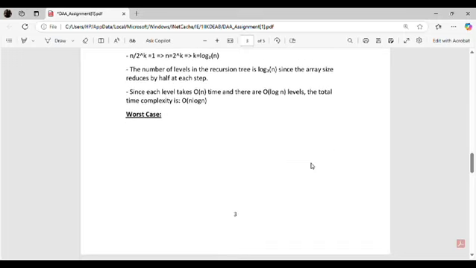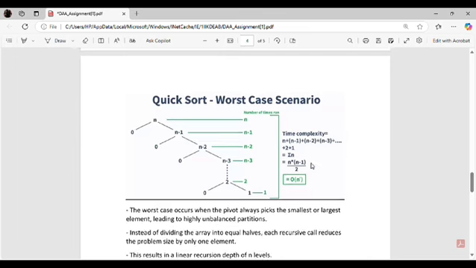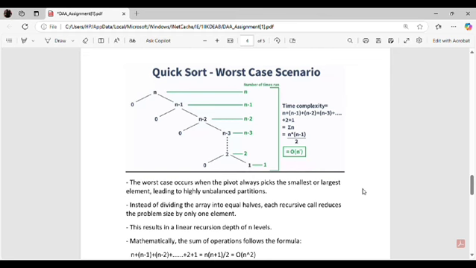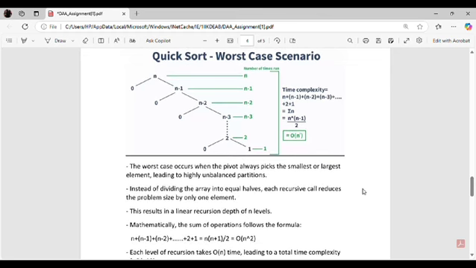And the worst case scenario of quicksort is when the pivot always picks the smallest or largest element, leading to highly unbalanced partitions. The worst case scenario generally happens in a sorted array for quicksort. Instead of dividing the array into equal halves, each recursive call reduces the problem size by only one element.